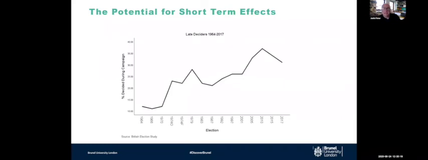What about the potential for short-term effects? Well, this captures the percentage of people who decided how to vote during the campaign. As you can see, this has gone up substantially. Indeed, in 2010, that was its high point: something like 35%, 36% in fact, of all voters decided how they were going to vote not beforehand, but during that short period between the dissolution of Parliament and election day itself.